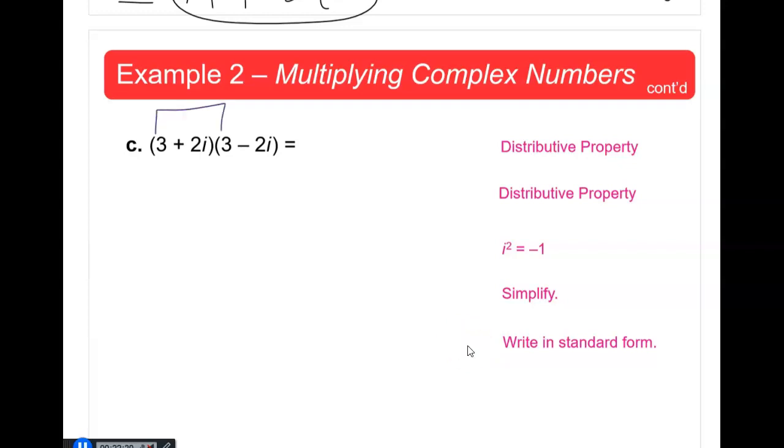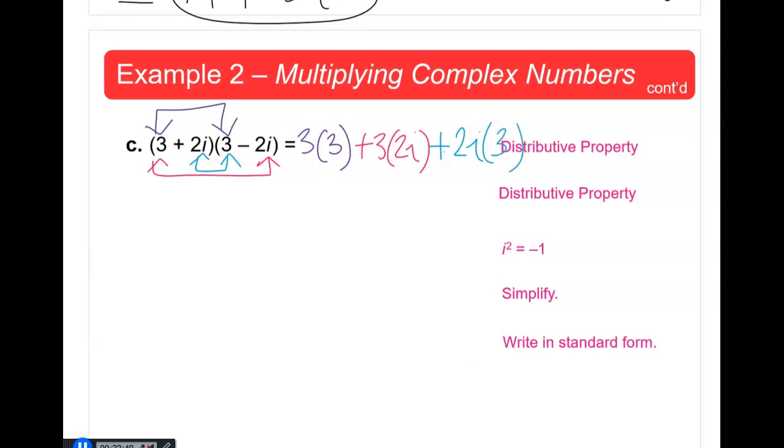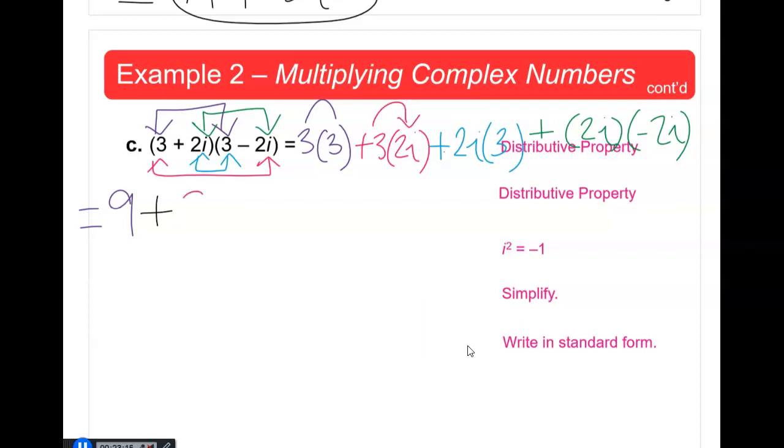Okay, so we're going to do the same here, and why don't we just do it that way? So first, 3 times 3. I'm going to write it the long way. And then outers, so it will be plus 3 times 2i. And then the inner terms right here, plus 2i times 3. And then finally, the last term from each binomial, so 2i times negative 2i. So plus 2i times negative 2i. Okay, so let's see what will happen here. So 3 times 3 is 9. Then we have the 3 times 2i is 6i.